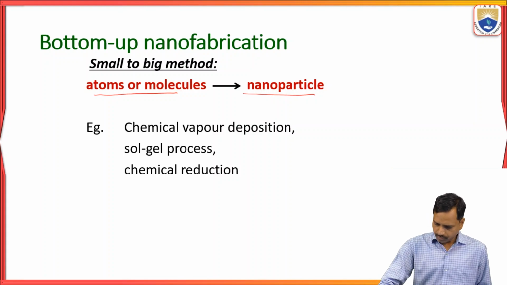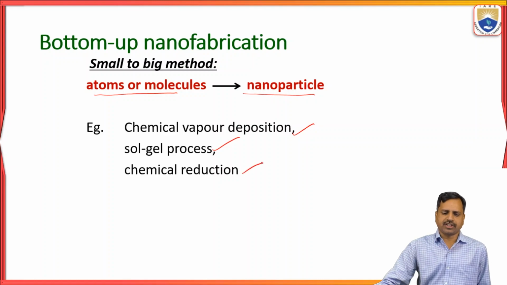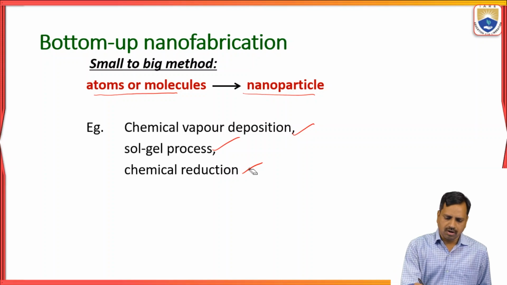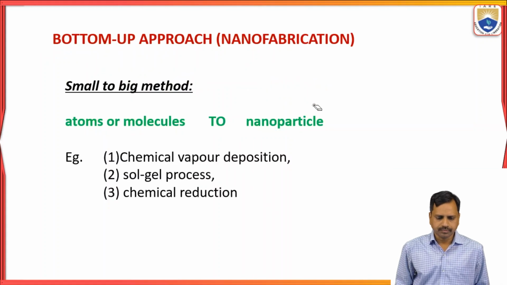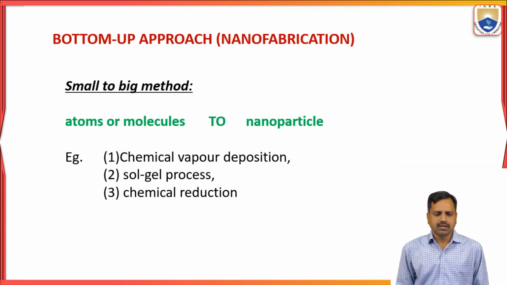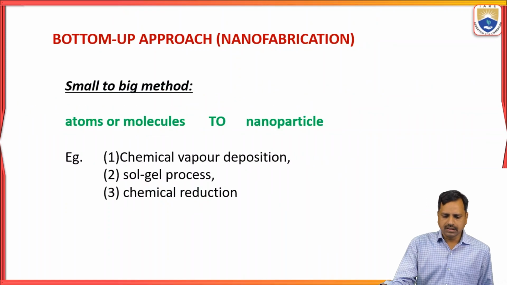First we'll see chemical vapor deposition, which is one of the techniques, then the sol gel method, and the chemical reduction method. There are so many methods, but these are the major or familiar methods by which nanomaterials can be synthesized. Again, under the bottom up approach: chemical vapor deposition, sol gel, and chemical methods. We'll see these three methods today.